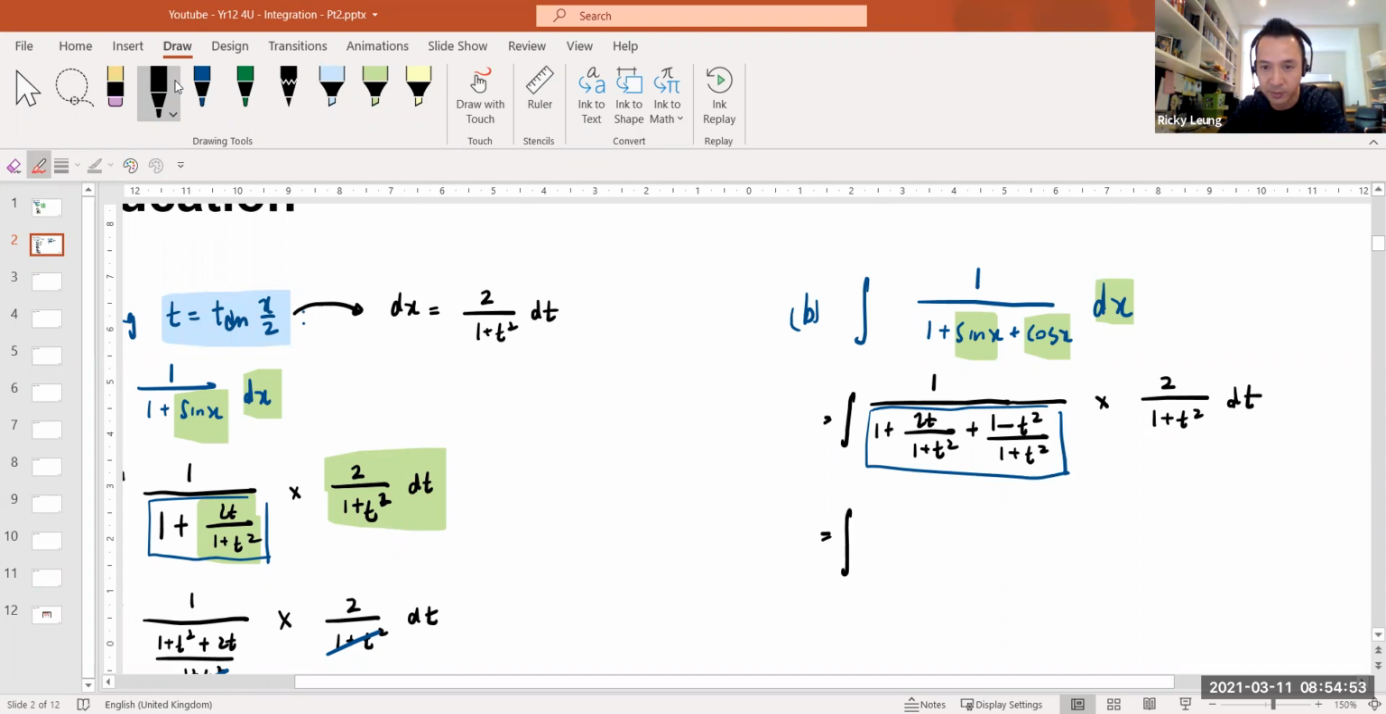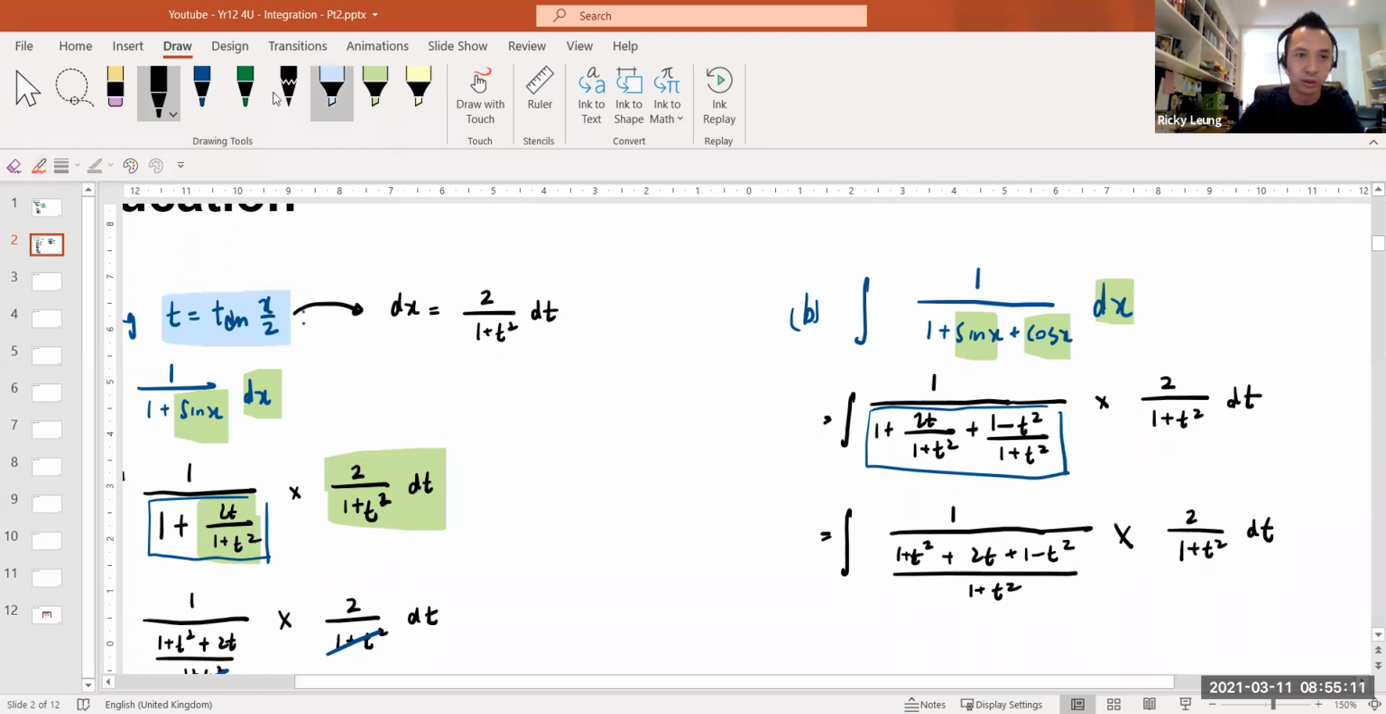So let's see, I'll leave the 2 over there for now, 1 plus t squared plus 2t plus 1 minus t squared. I'm hoping that things cancel out there. 1 plus t squared multiplied by 2 on 1 plus t squared dt. All right, hopefully once again, you're cool with me doing this.